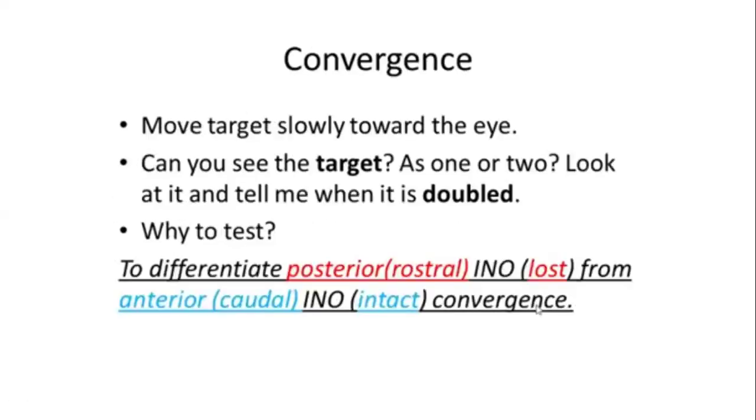Convergence: move the target slowly toward the eye. Can you see the target as one or two? Look at it and tell me when it is doubled. Why do convergence? One of the uses is to differentiate between posterior INO and anterior INO. So when you are doing a test, you need to have a justification for why you are doing it, whether convergence or saccades, because we don't usually do them unless I need to elicit one of the signs.